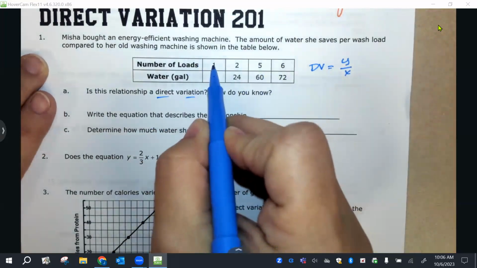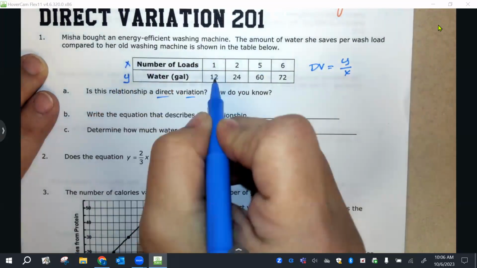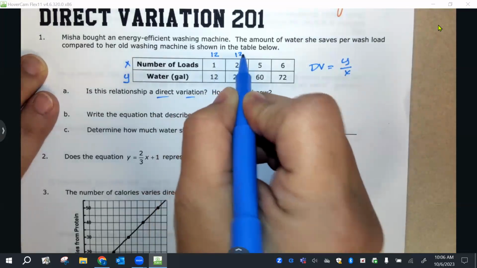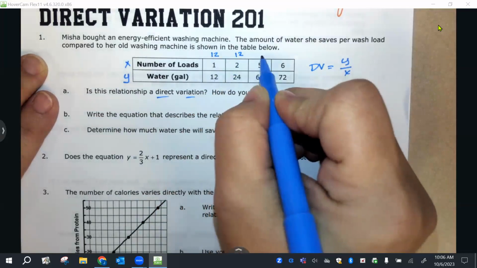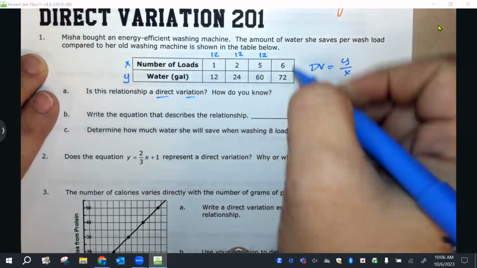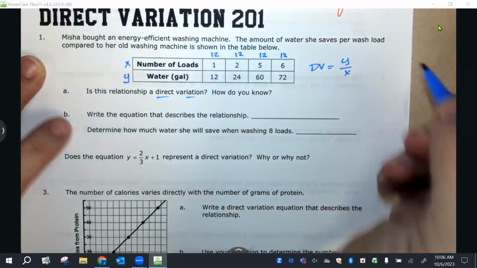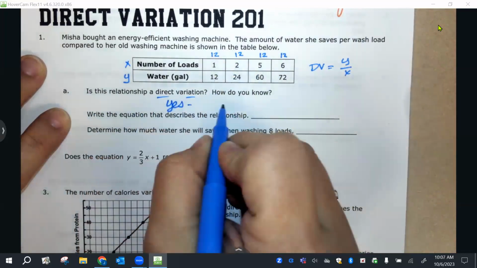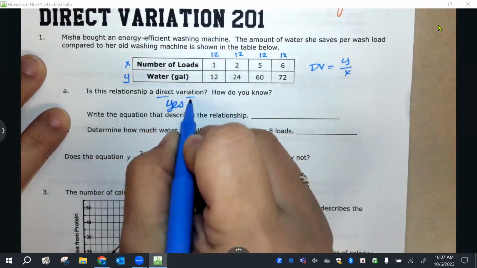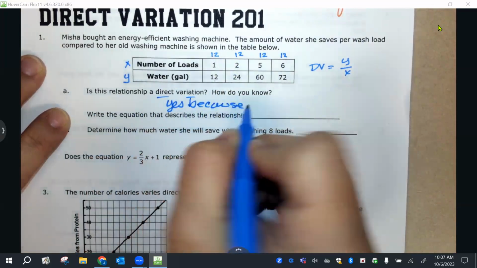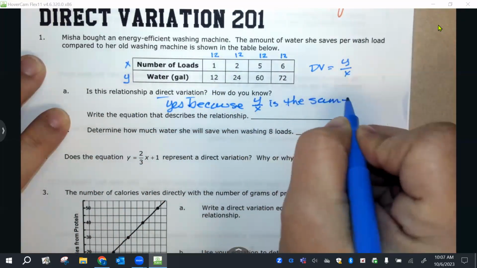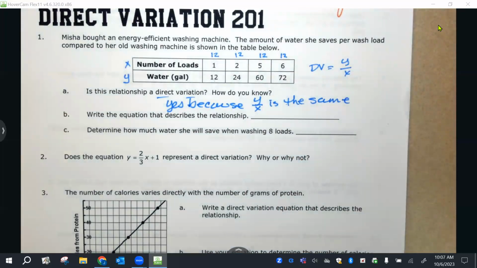So 12 divided by 1, because remember this is x and this is y, 12 divided by 1 is 12. 24 divided by 2 is 12. 60 divided by 5 is 12. And 72 divided by 6 is also 12. So is this a direct variation relationship? Yes. We'll say yes because y over x is the same. So remember, if I'm writing on my paper, you need to be doing the same work on yours.